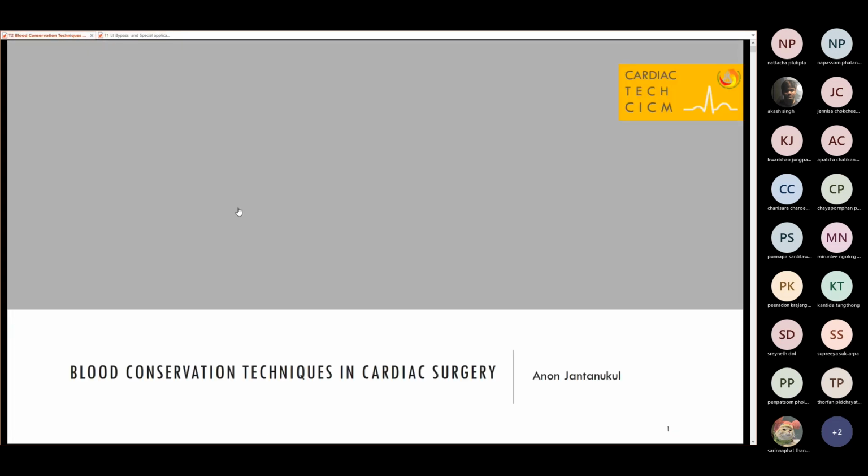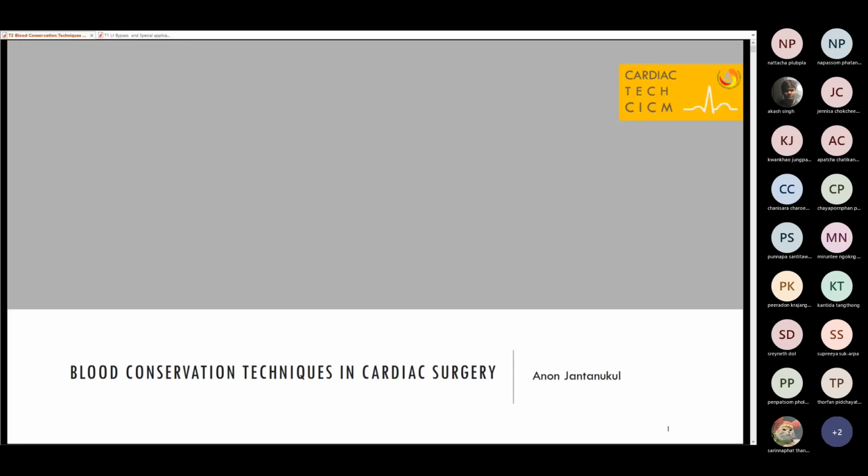So today we're gonna move to topic 2, which is about conservation techniques in cardiac surgery. So I think everyone can download the handout from the Moodle, right?